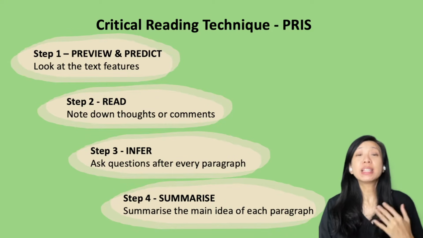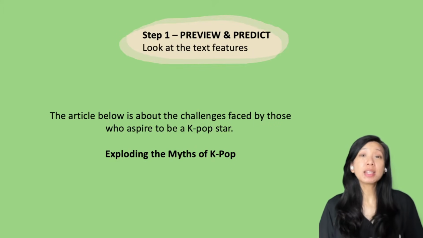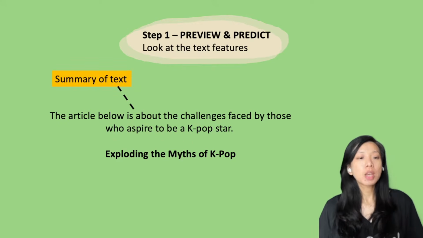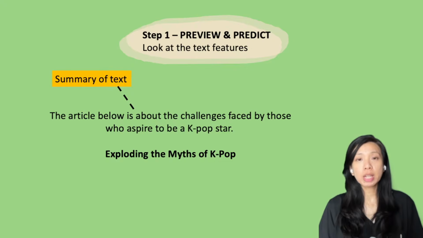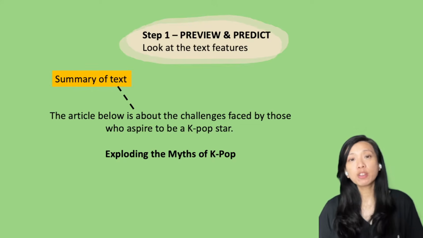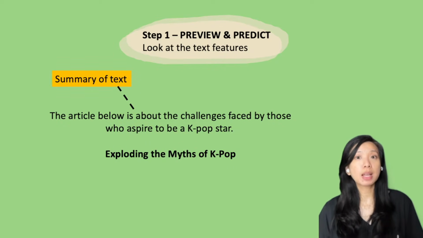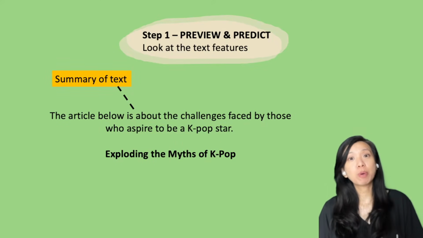So we're going to start off with step 1, preview and predict. As I mentioned before, this is an article from The Observer, and this is the information that I have about the text. It says, the article below is about the challenges faced by those who aspire to be a K-pop star. So from this summary, we can already gather that we are going to be looking at some challenges that certain people face, and what kind of people specifically are those who aspire to be K-pop stars. So they are not actually stars yet, but they want to become a K-pop star.